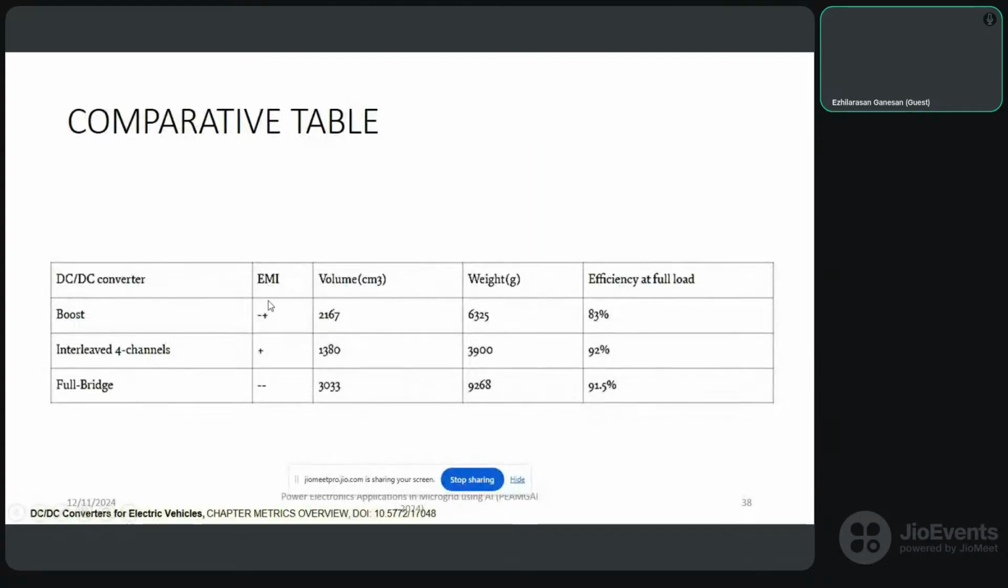So EMI I have given here. EMI is very low in case of full bridge. Electromagnetic interference is low in case of full bridge. In the interleaved channel, there will be some electromagnetic interference. In DC boost, it will be 50-50, right? Somewhat more.